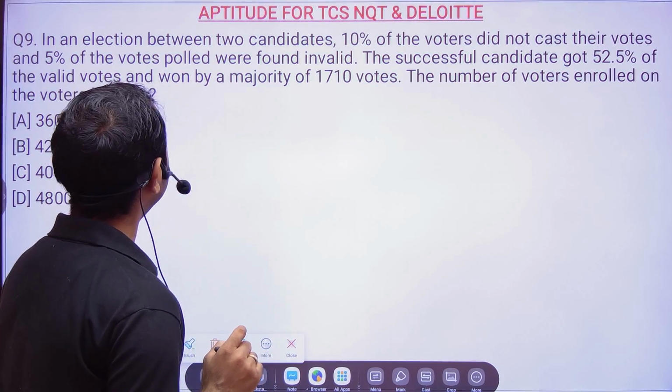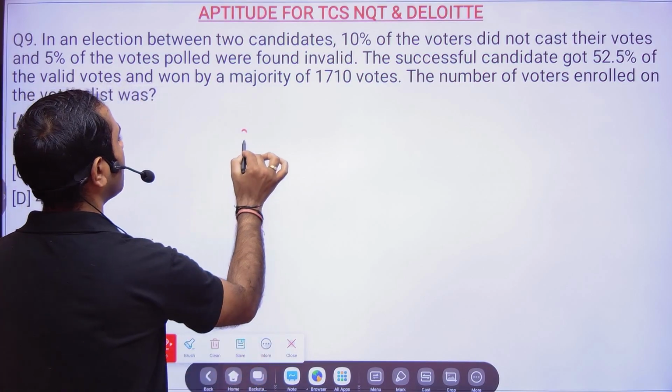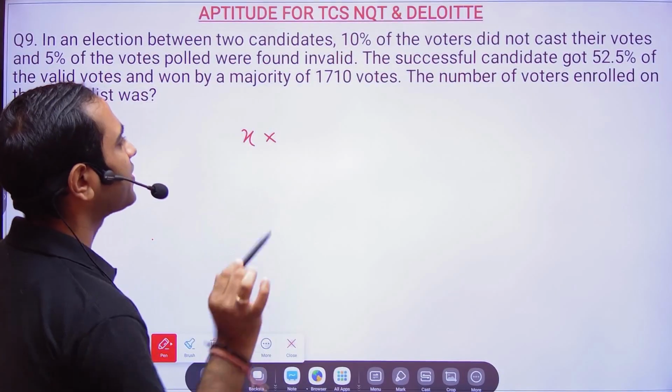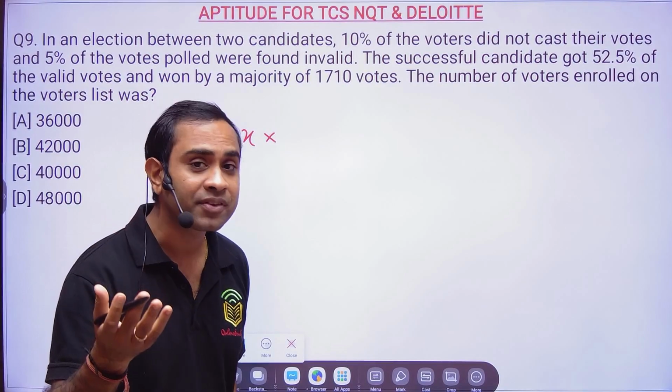In an election between 2 candidates, 10% of the voters did not cast their vote. Total number of votes is X. Okay, 10% of voters did not cast. If 10% did not cast, then how much percent is the cast vote?